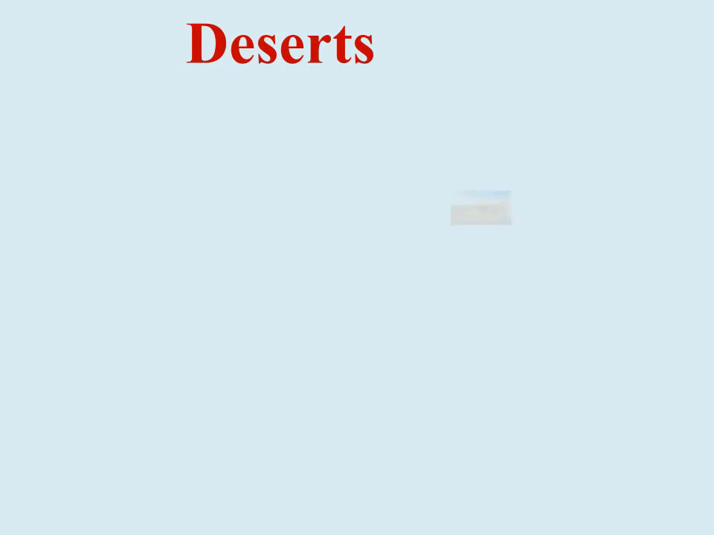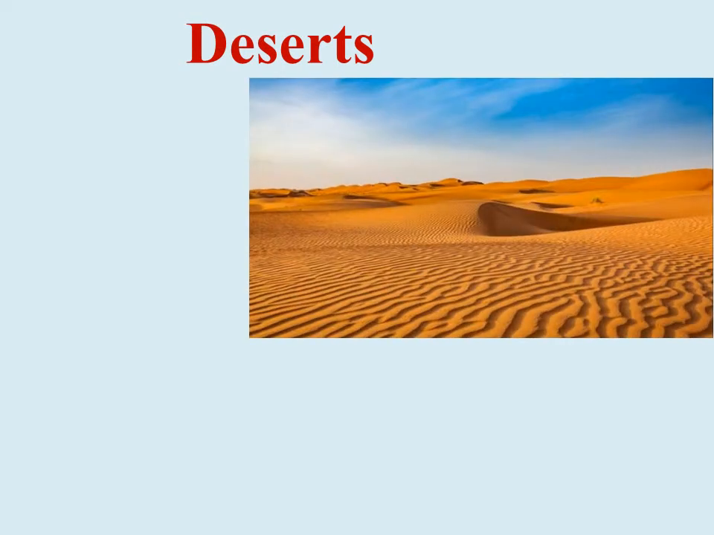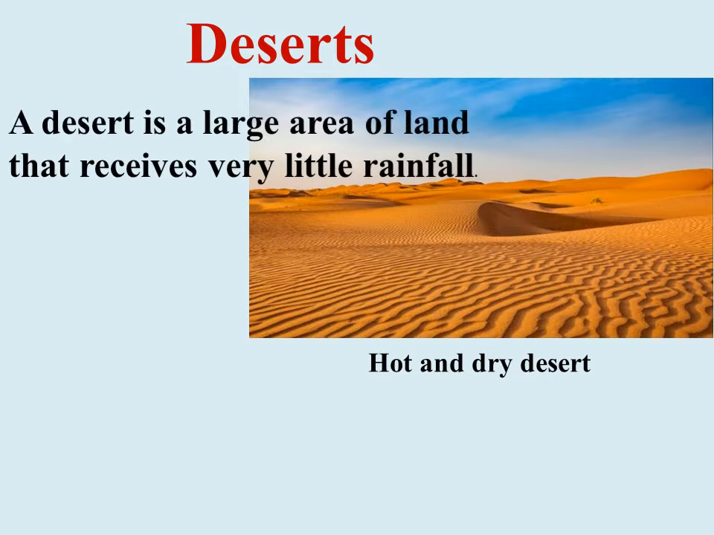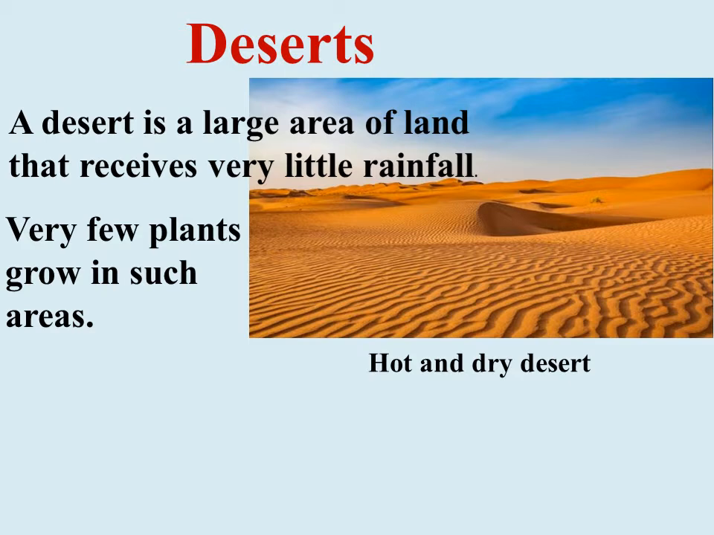Now, let us see about deserts. There are two types of deserts. First of all, let us study about the hot and dry desert. A desert is a large area of land that receives very little rainfall. So this desert area will be covered with sand because here rainfall is very less. Very few plants grow in such areas.